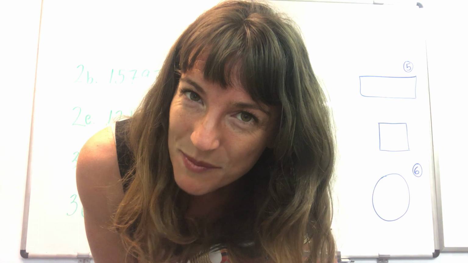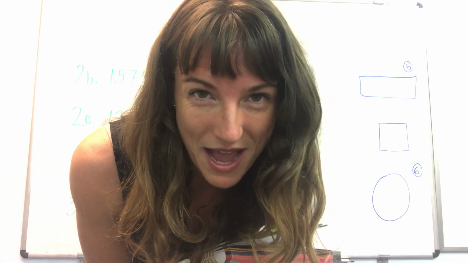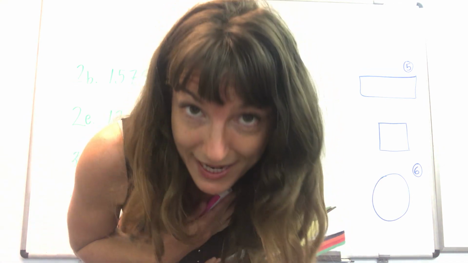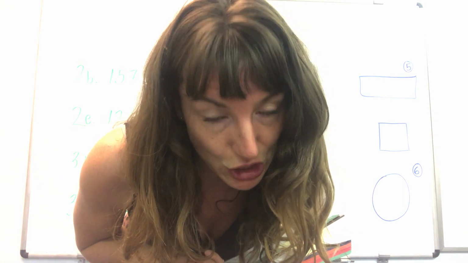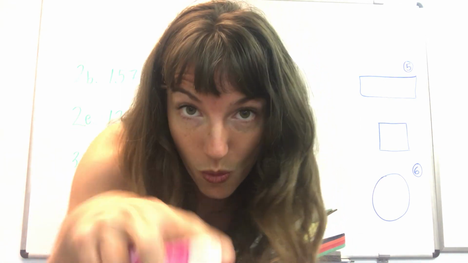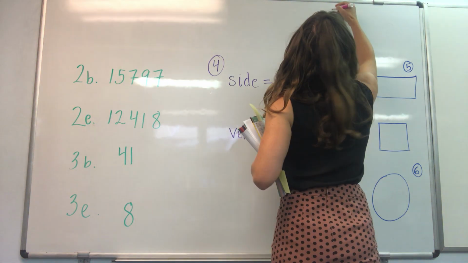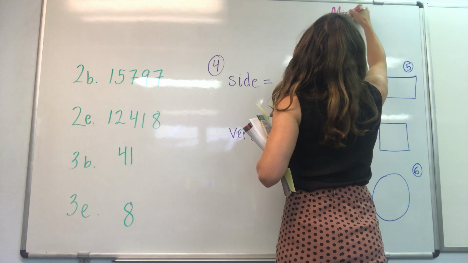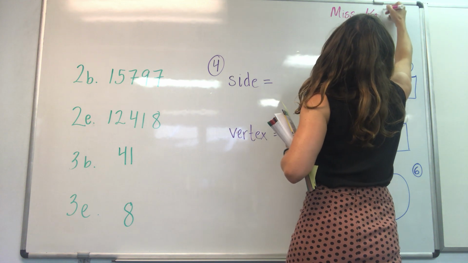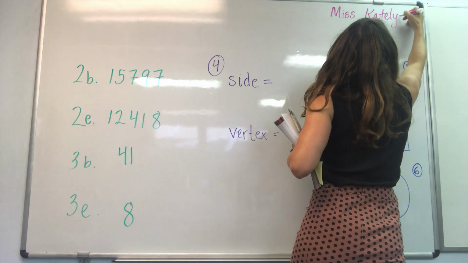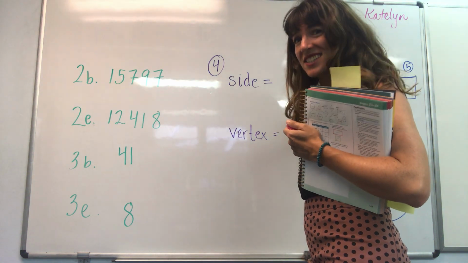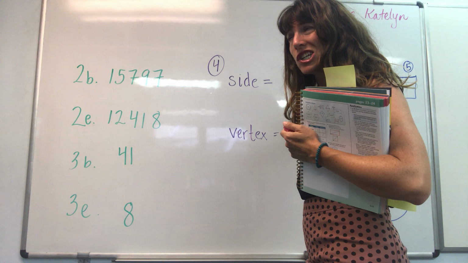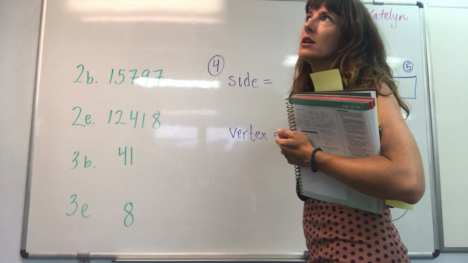Today is lesson number 12 in your awesome math book. I'm going to put my name and today's date at the top of the page. My name is Miss Caitlin. What is yours? Miss Caitlin. Oh yeah! Today is October 6th, I think, or October 7th.